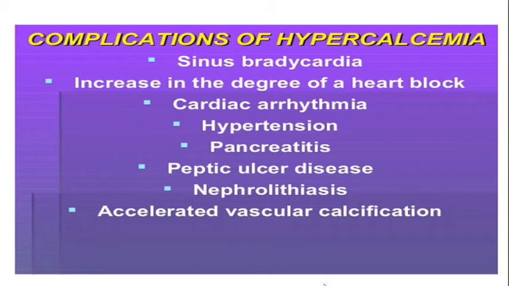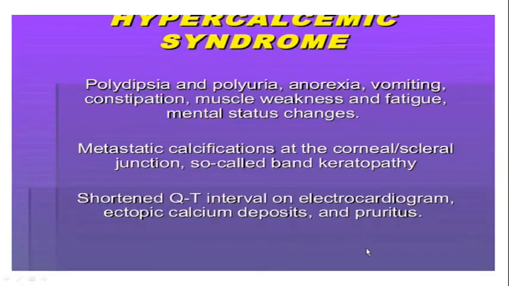Then you can have pancreatitis, peptic ulcer disease, maybe calcification in the pancreas, and that can even lead to pancreatitis. Nephrolithiasis is a very well-known complication, and accelerated vascular calcification can lead to cardiovascular risks. So I put this under hypercalcemia syndrome, which is a kind of emergency where you have polydipsia, polyuria, anorexia, vomiting, and muscle weakness. You can have metastatic calcification or a shortened QT interval.